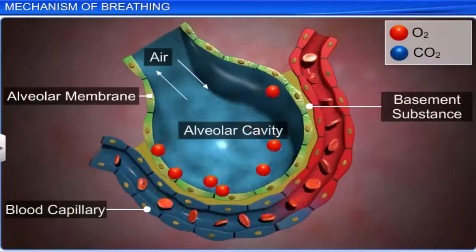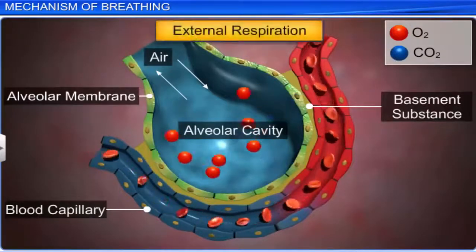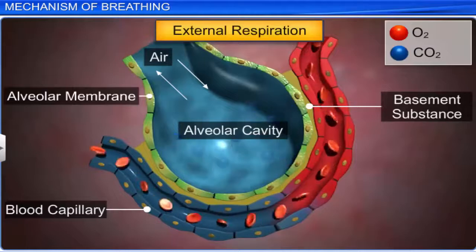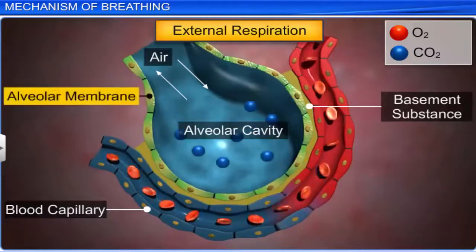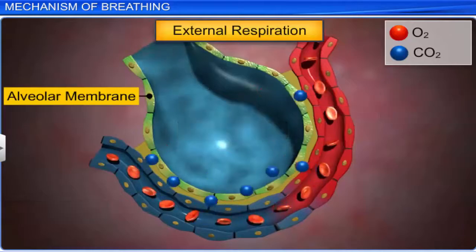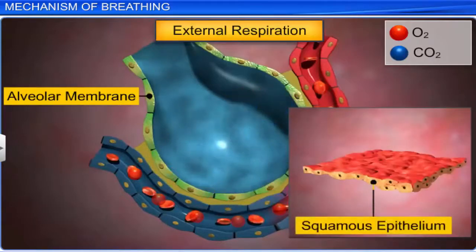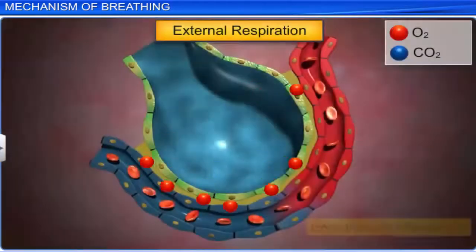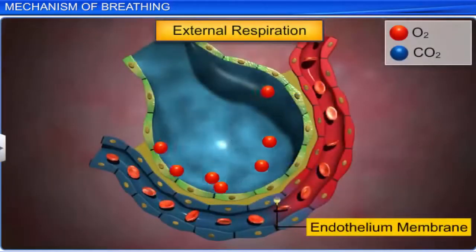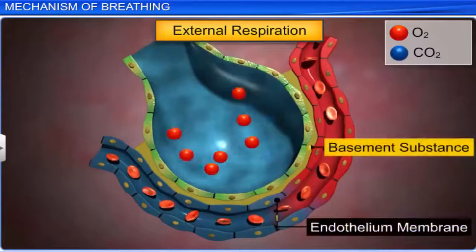The second stage of respiration is called external respiration, and it involves diffusion of gases across the alveolar membrane. The diffusion membrane is made up of three major layers, namely the thin squamous epithelium of alveoli, the endothelium of alveolar capillaries, and the basement substance in between them.